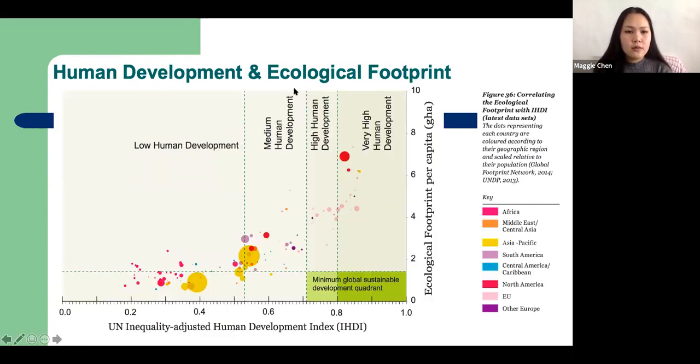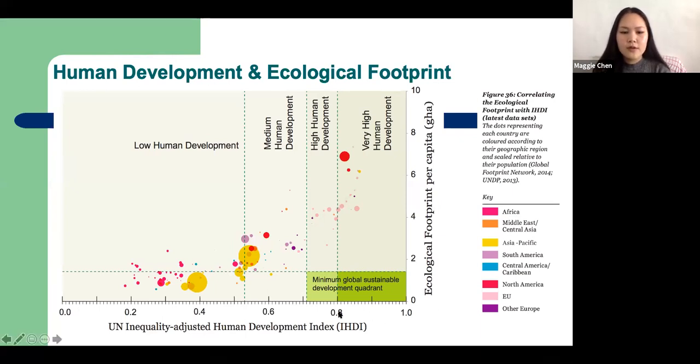Looking at this graph of human development and ecological footprint, this is from the UN, using the UN Inequality Adjusted Human Development Index. The availability of resources, where certain countries are getting their resources from, and the distribution of that has implications on the world overall.